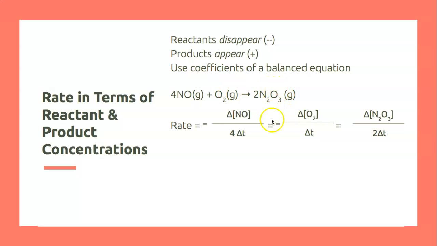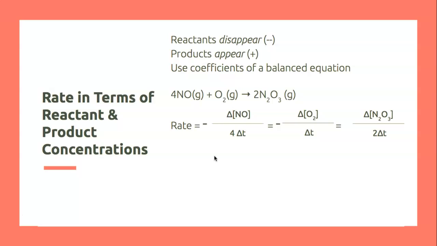So we're going to get half of our dinitrogen trioxide that is formed, which is why over here it's a positive, but we're still dividing that concentration by 2 times time. And over here, our nitrogen oxide, we're using up a quarter of that.